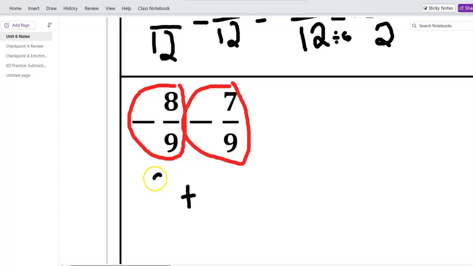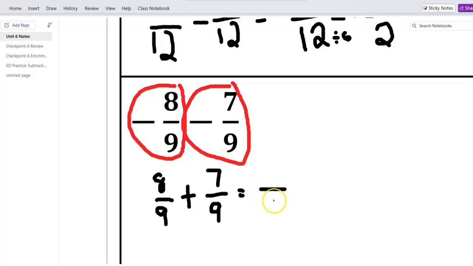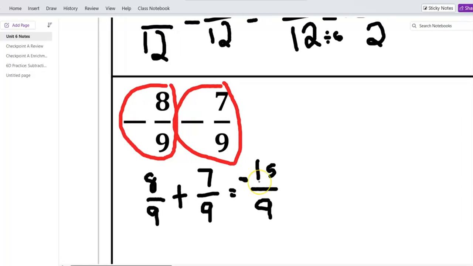We're going to add 8/9 and 7/9. Well, again, the denominator doesn't change. It's still going to be a 9. That's the groupings we have. We have 8 out of 9 groupings in one, 7 out of 9 groupings in the other. And so if we add these together, we will have 15 total out of groups of 9. And they were both negative, so it should still be a negative answer. Keep the sign of the higher number.